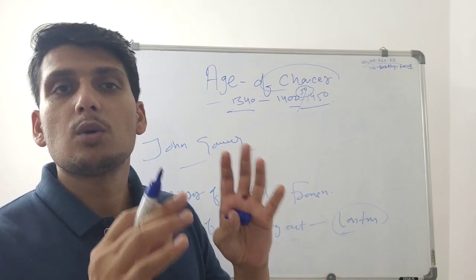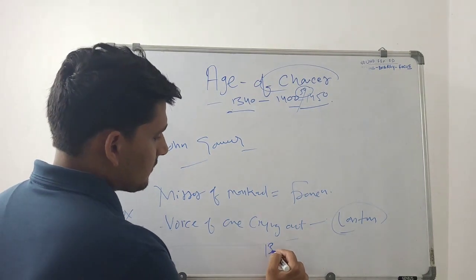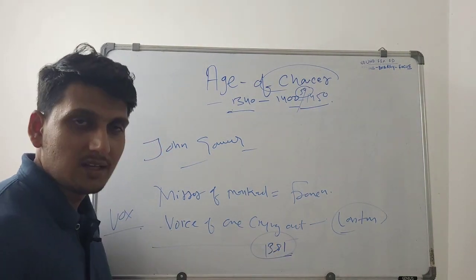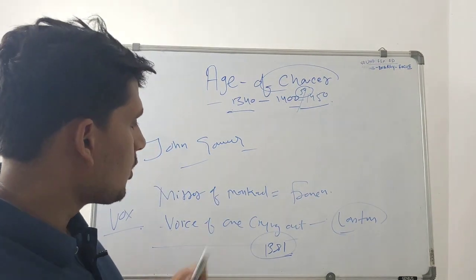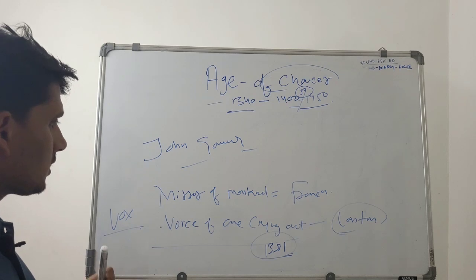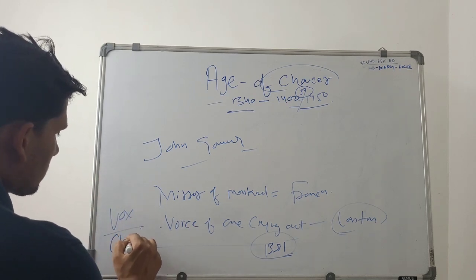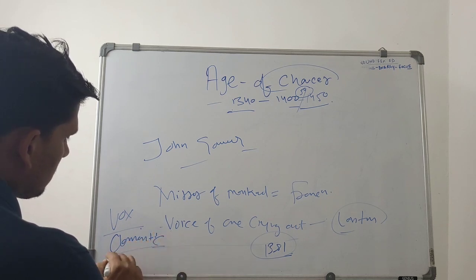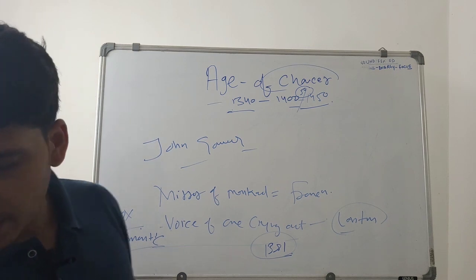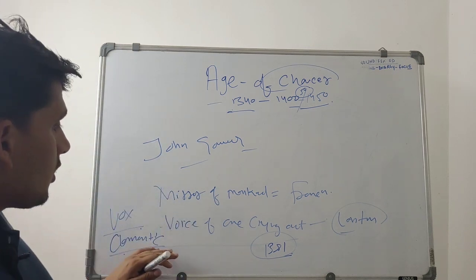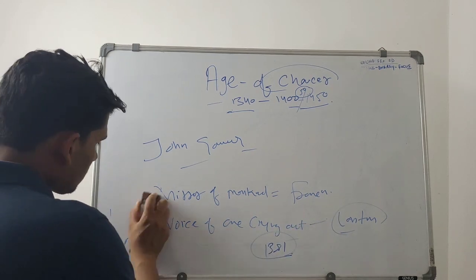Means किसान विद्रोह का मार्मिक चित्रण इस पोएम में किया गया है, right? कब हुआ था आपका किसान विद्रोह? In 1381. The Peasant Revolt took place in 1381, and he wrote a poem on this. The Vox Clamantis, the Voice of One Crying Out, written in the Latin language in 1381.